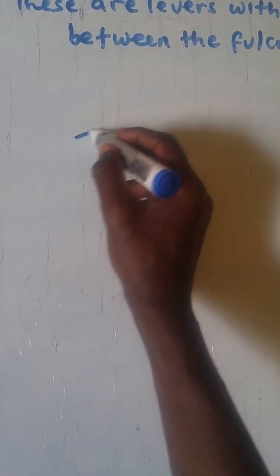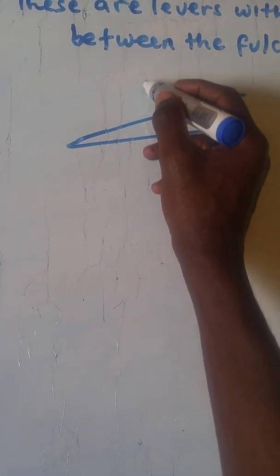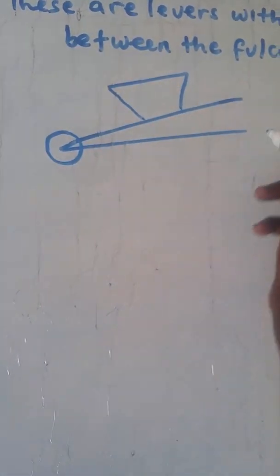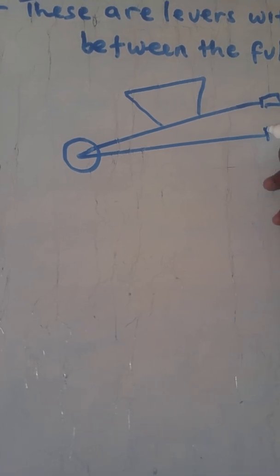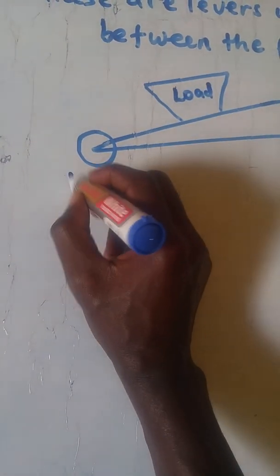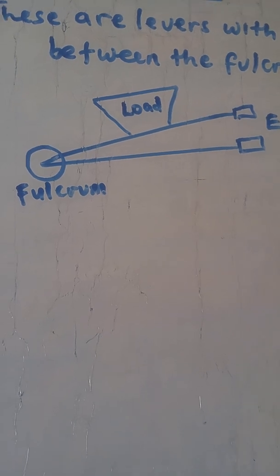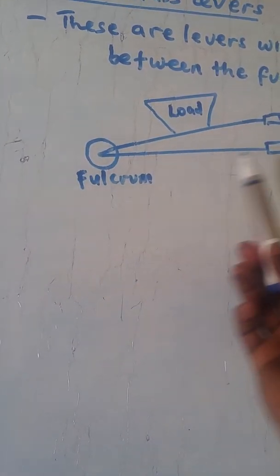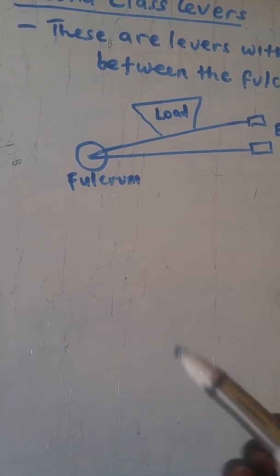Let me just draw a simple diagram here. I want you to look at this. You see? This could be a simple diagram showing a wheelbarrow. When you look at this wheelbarrow properly, you will find that the load will always be here. And this one is the fulcrum. And this is where you are holding. This is the effort. So you put your load here. This is the fulcrum, which is now the turning point. And this is the effort. So you see, the load is between the fulcrum and the effort. So that is a second class lever.